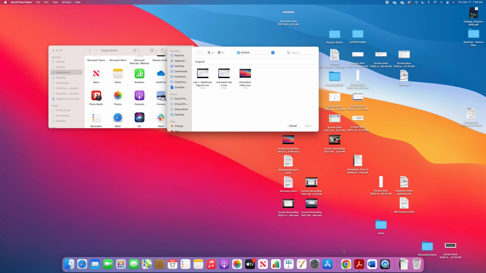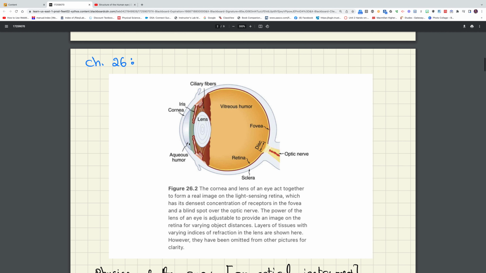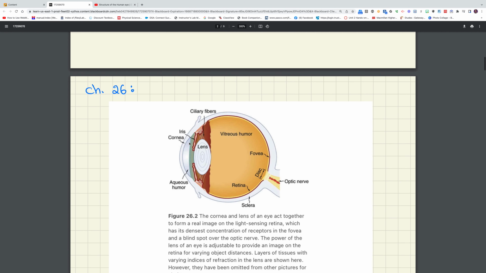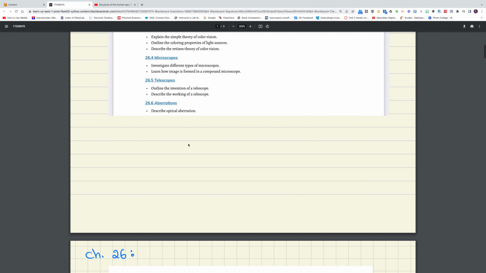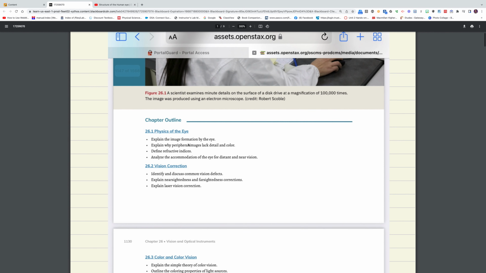Good morning. I will start today with chapter 26. For chapter 26, we're going to see that mostly we are going to talk about optical instrumentation. One of the most important optical instruments is our eye, the human eye. And then we are going to talk about what are really the major structures in the eye.